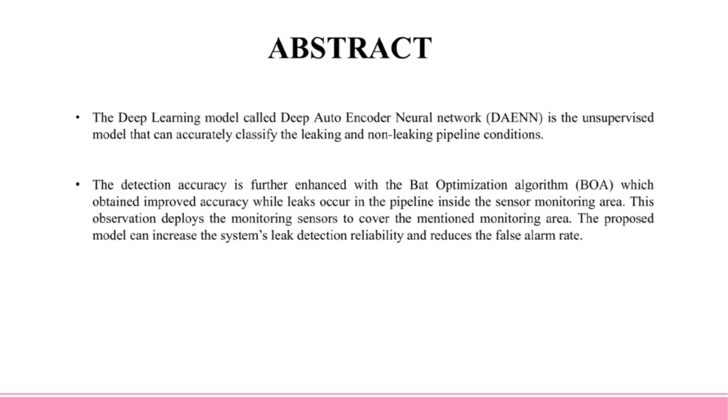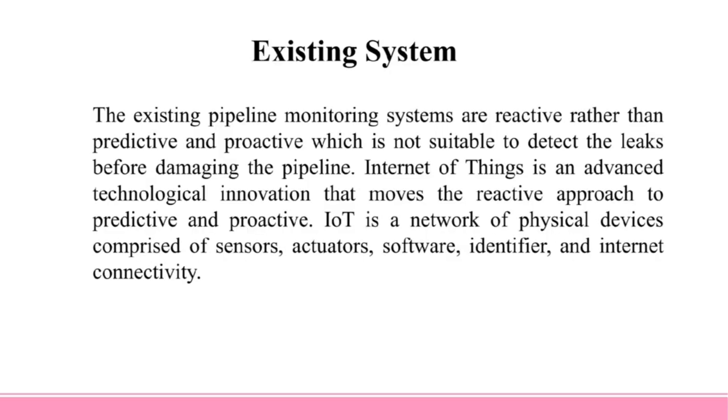We use deep learning algorithms such as deep auto-encoded neural network, which is used to classify the leaking and non-leaking of pipelines, and the BAT optimization algorithm is used to detect the accuracy of leakage, that is, in which monitoring area the leakage occurred. The existing system is that there is a separate team which keeps on analyzing data on a daily basis, which involves manual power, and the leakage is detected once the pipeline is damaged. But the idea proposed is that the leakage will be predicted before damage and there is no manual power involved.